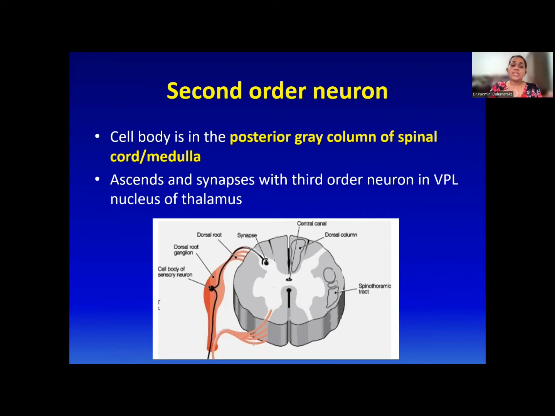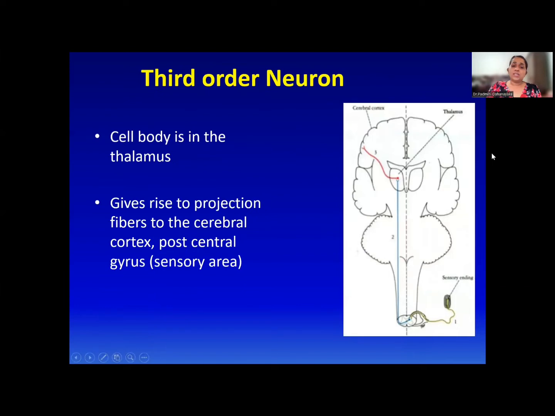So it ascends and synapses. What will happen after synapsing? The axons of the second order neuron will ascend and synapse with the third order neuron, which lies at the thalamus level. So this is the third order neuron, which is in the thalamus. Almost all the ascending sensory pathways have their third order cell bodies located in the thalamus, giving rise to projection fibers to the cerebral cortex, the post-central gyrus, which is the sensory area. Now you can understand that the first order neuron is always in the posterior root ganglion. The second order neuron will be at the spinal cord level or else in the medulla oblongata, and the third order neuron is in the thalamus.